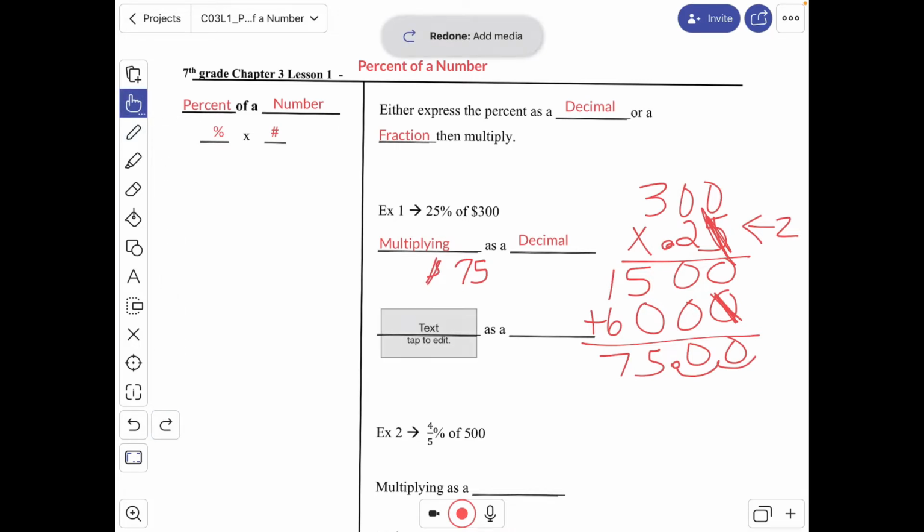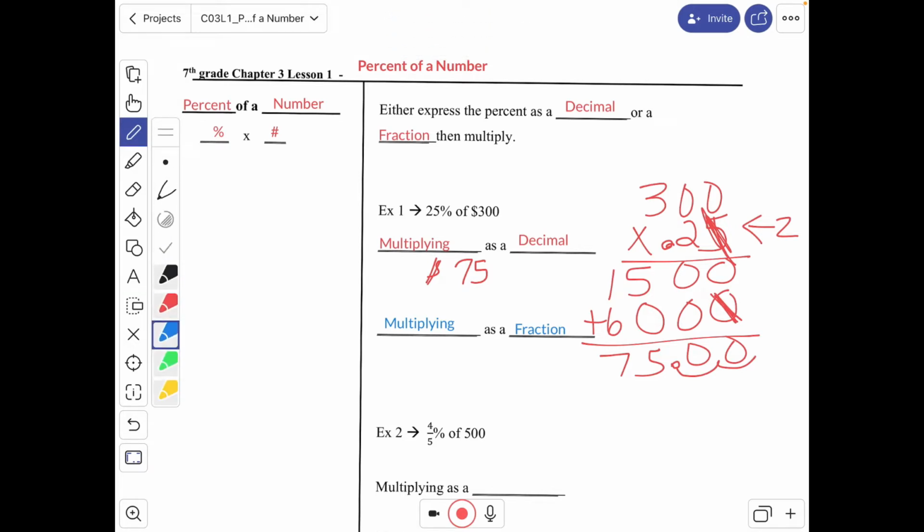Now let's try multiplying as a fraction. It's not that difficult because you know how to simplify. So 25% would mean 25 over 100 because percent means over 100. So this is 25 over 100 times 300. And that 300 is going to need a 1 under it. Then we need to simplify.